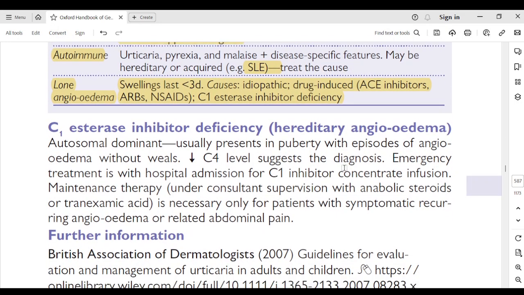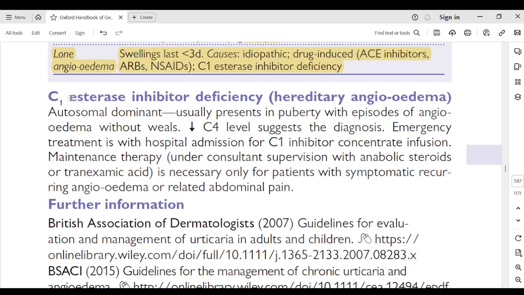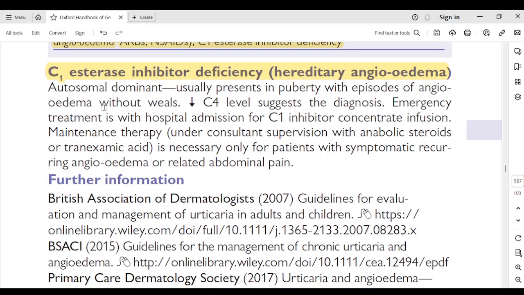C1 esterase inhibitor deficiency or hereditary angioedema is an autosomal dominant condition, usually presents in puberty with episodes of angioedema without wheals. Decrease in C4 level suggests the diagnosis. Emergency treatment is hospital admission for C1 inhibitor concentrate infusion, maintenance therapy under consultant supervision with anabolic steroids or tranexamic acid.